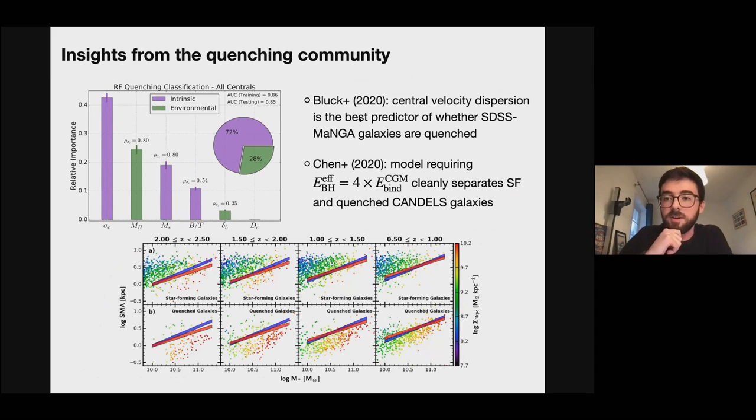Yes, so I'm really pleased to say that these ideas of ejecting the CGM potentially being involved in quenching are picking up some speed within the quenching community itself. So just a couple of headline results from these teams.